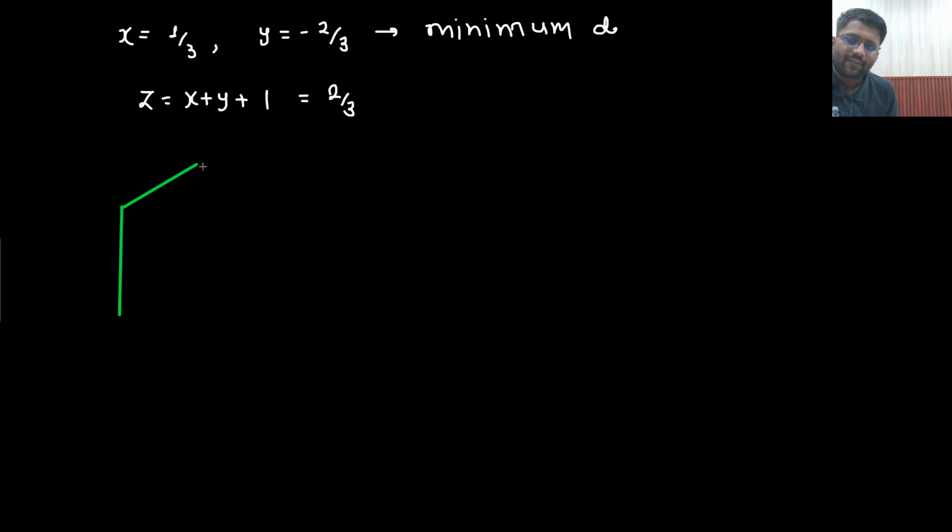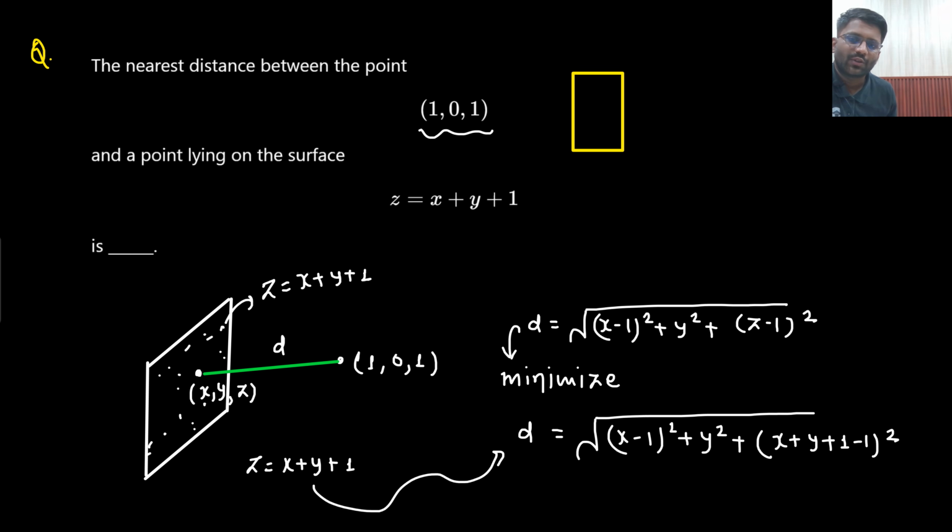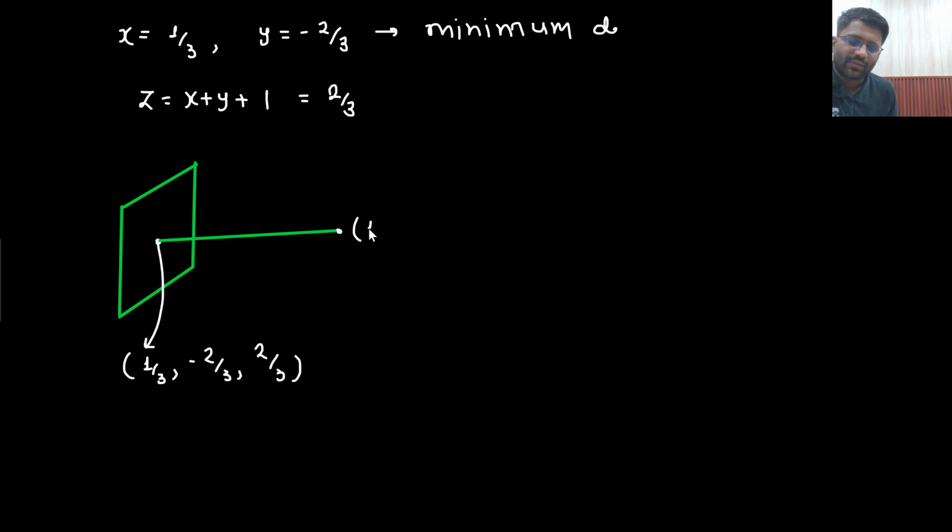So basically the scenario is that this is a plane. On this plane there will be a point. What will be this point? This point will be nothing but 1 by 3, minus 2 by 3, comma 2 by 3. From this point to the other point, what was the point? 1 comma 0 comma 1. To the other point, whatever the distance that you get, this distance will be the minimum distance.